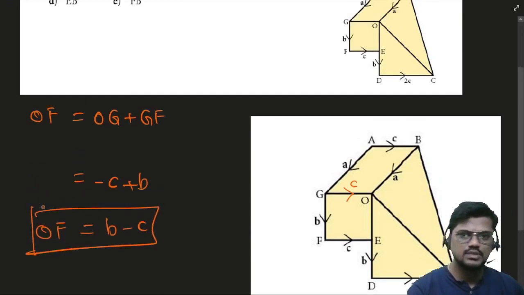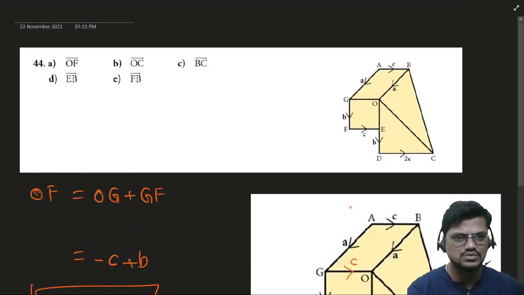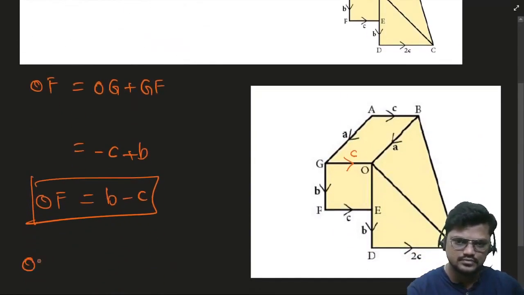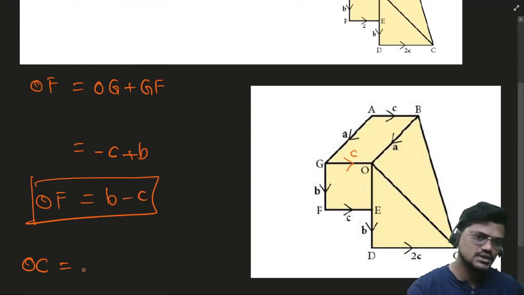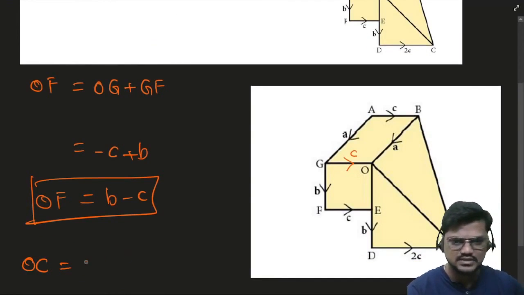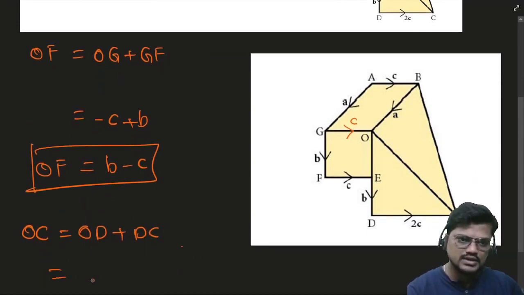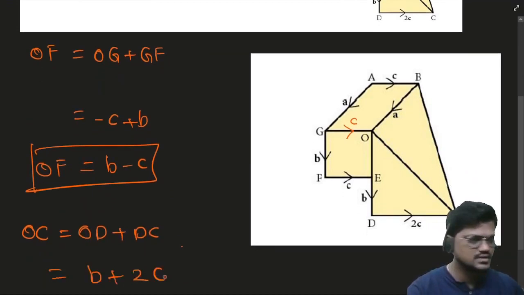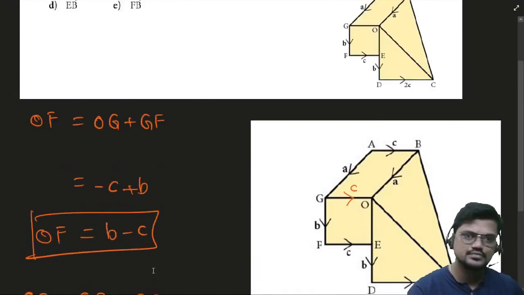Fine. Similarly, the next which they have asked, what is vector OC? What will be vector OC? That is vector OD plus DC. Fine. And your OD is B and this DC is 2C. That's it. Done. Clear? Easy?